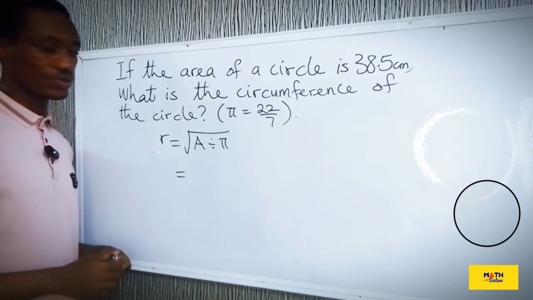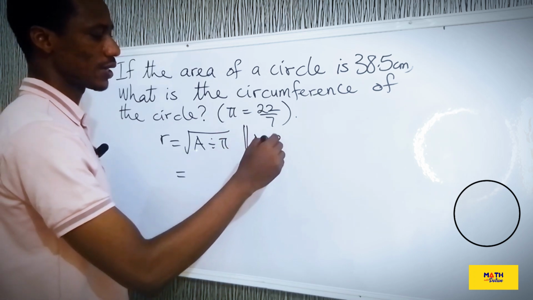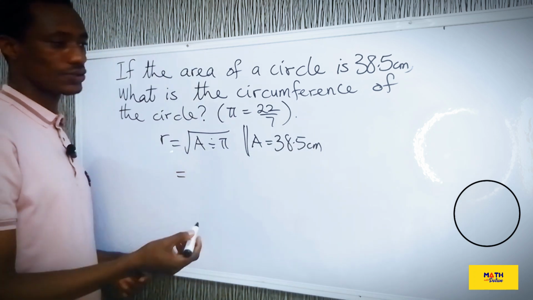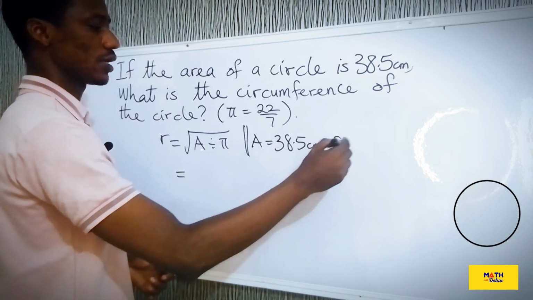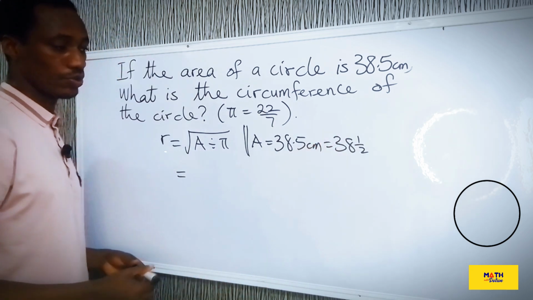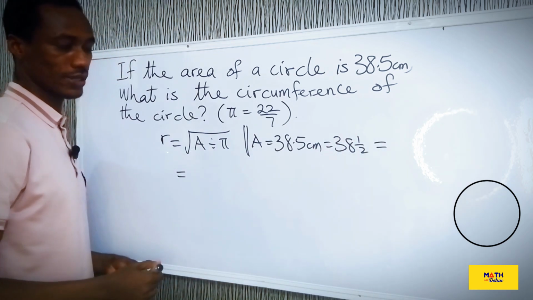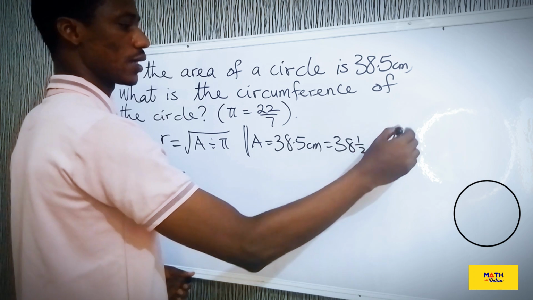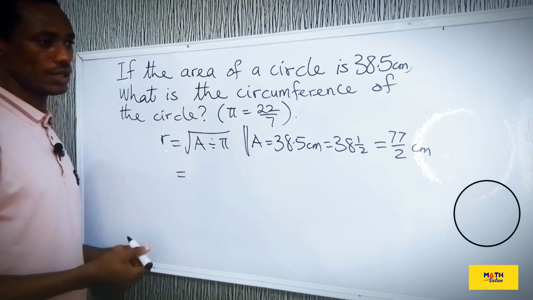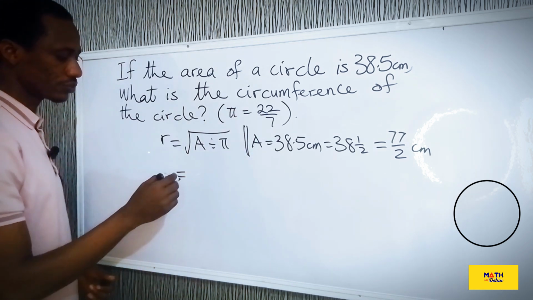Okay, so in this case, we are given the area as 38.5 centimeters. All right, let's convert that to a fraction. If we take 38.5 to an improper fraction, that will be 2 times 38 is 76, plus 1, and that is 77/2 centimeters. All right, that's what we're going to use in our calculation, since we have the pi as a fraction.